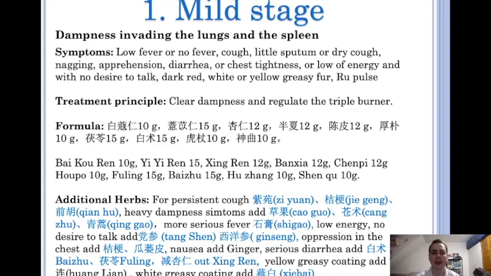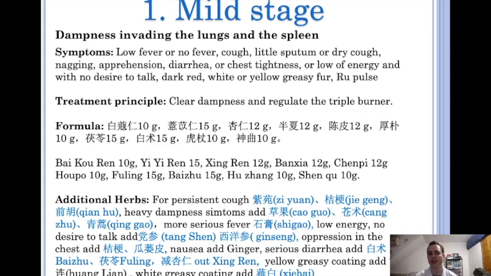Then we are going to have a dark red tongue with white or yellow greasy fur, but usually it's yellow, okay? And in this case we're going to have a soft pulse. The soft pulse is also for dampness, so it's really easy, okay? The treatment principle is to clear the dampness and regulate the triple burner. Then we have the formula there.